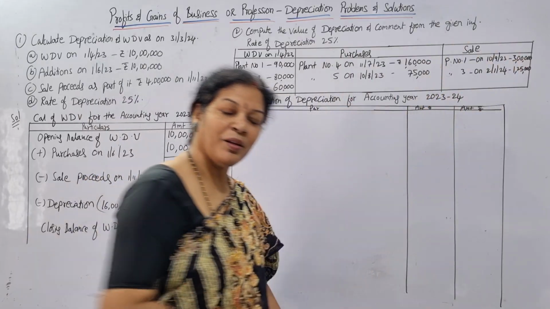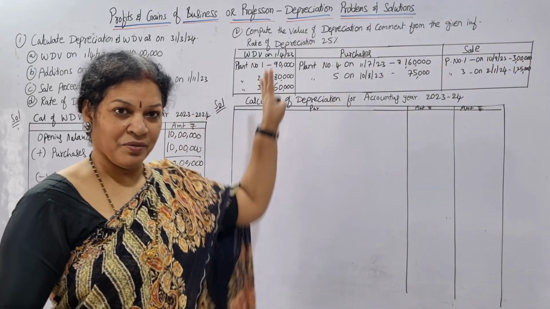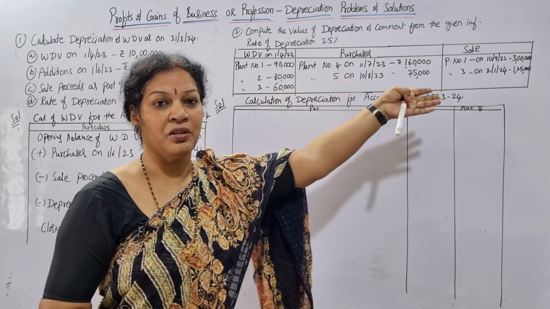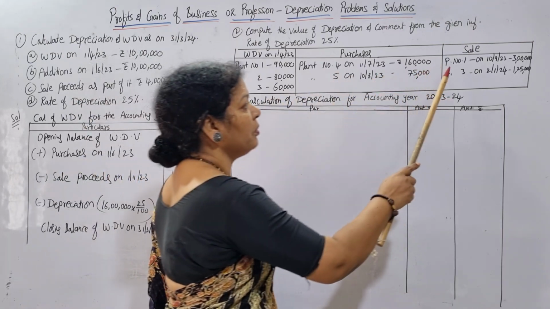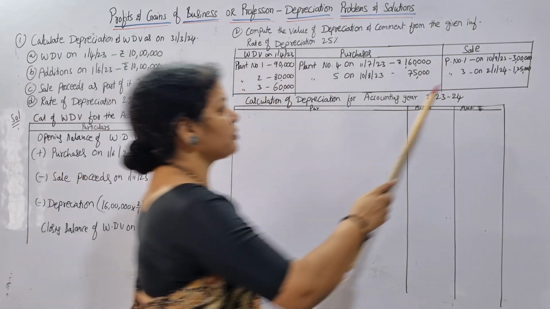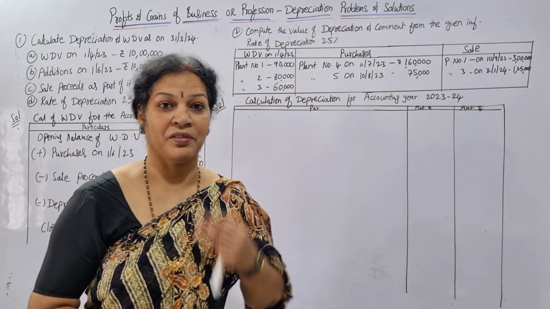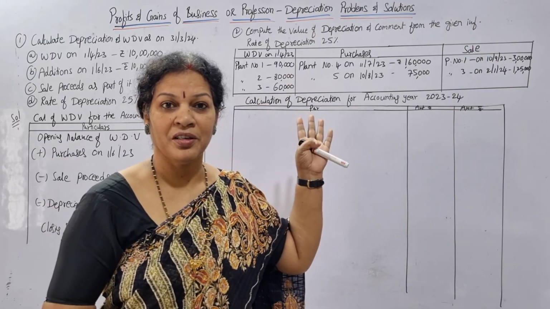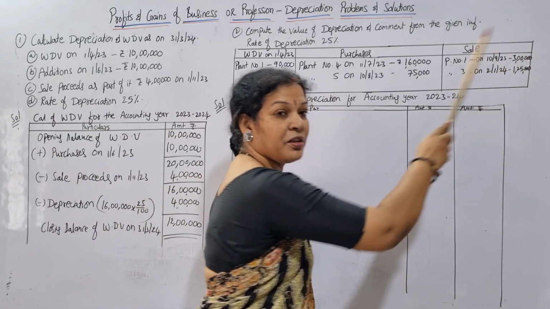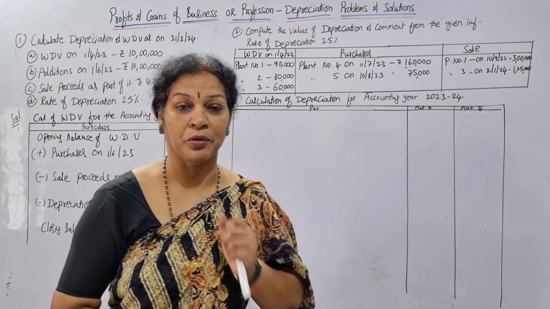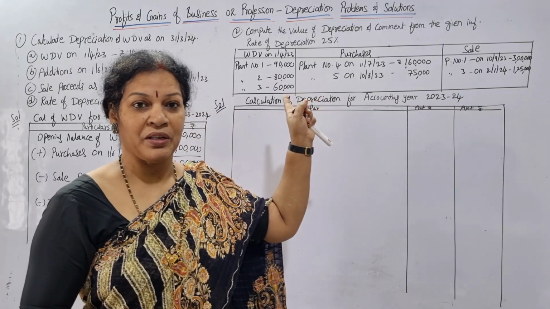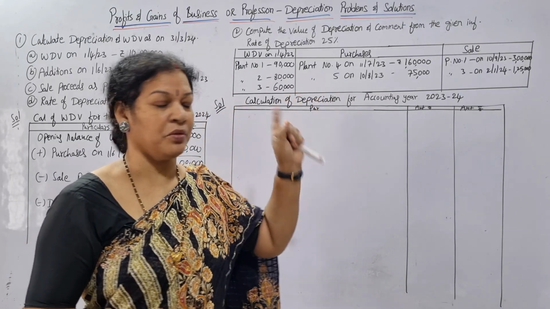Next, sales also there. We have some plants, we purchased something and also we sold. What we sold? Plant number 1, this one, 90,000 plant. We have sold it for 3 lakh rupees. See the cost? We purchased at 90,000, but we are selling for 3 lakh, means 2 lakh 10,000 profit on one plant. Which plant? Plant number 1.